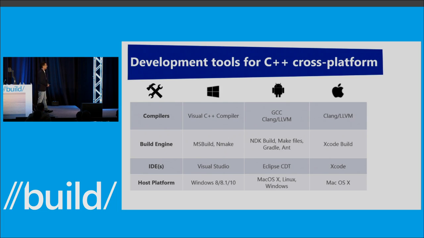There is a variety of compilers. Someone earlier mentioned compilers here, right? You see a variety of compilers when you use C++. There's the Visual C++ compiler for the Windows platform. There's Clang LLVM and GCC from the Android NDK. There's Clang LLVM, which is Apple's version. There are different build engines and different IDEs. There's Visual Studio for Windows. There's Eclipse today for Android native development, Android Studio for Java, and so on. And there's Xcode, obviously, for Mac.